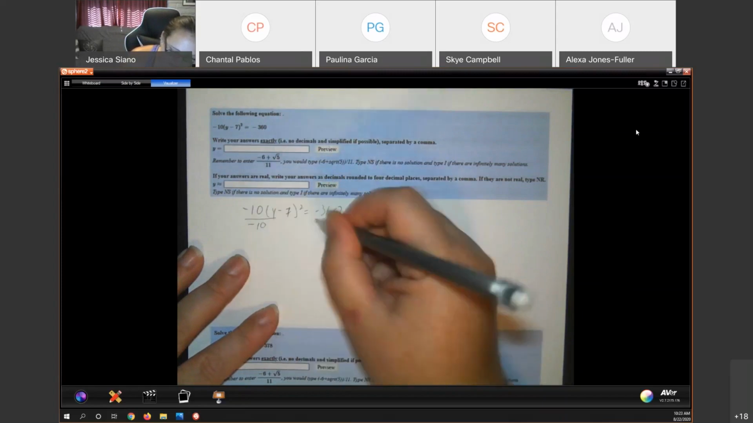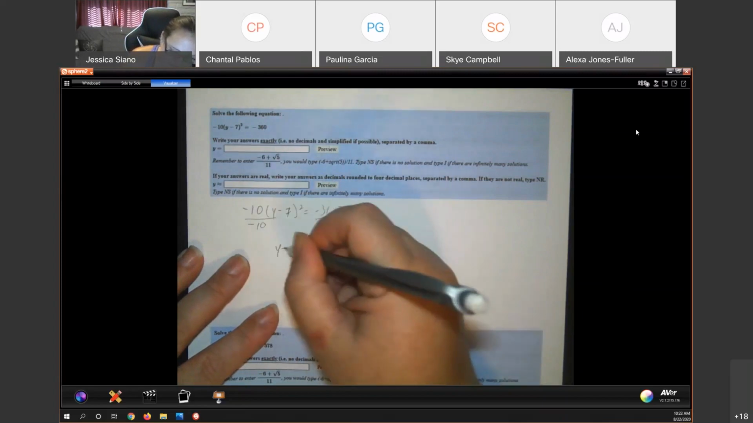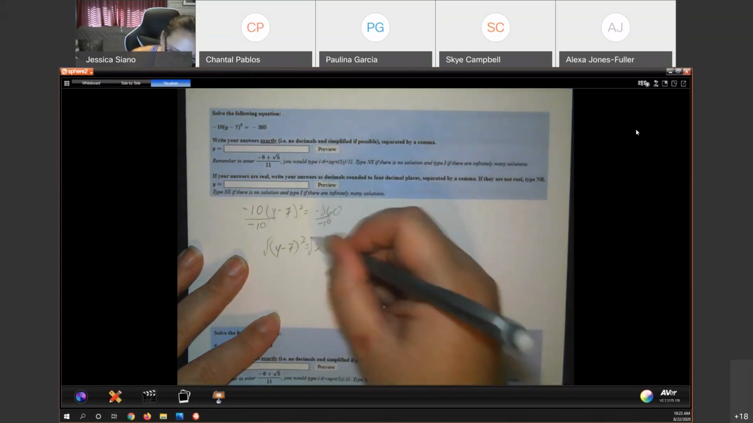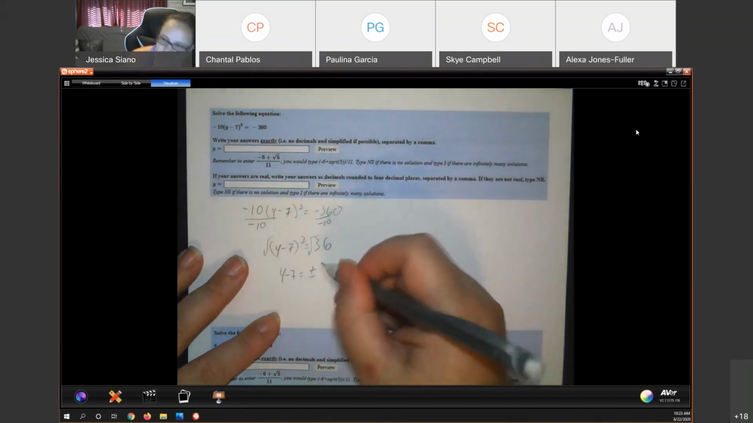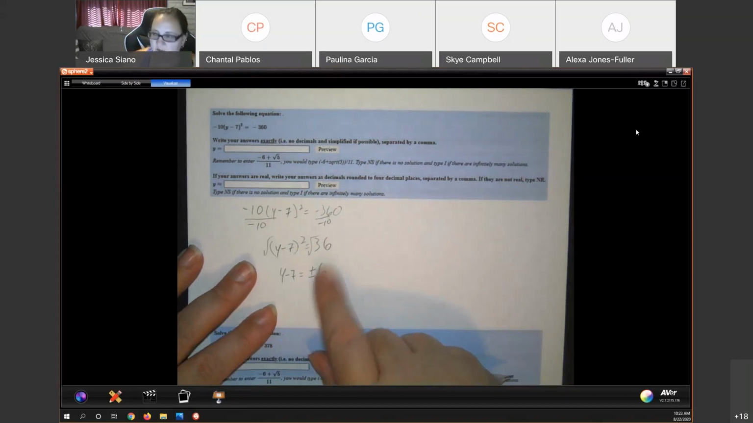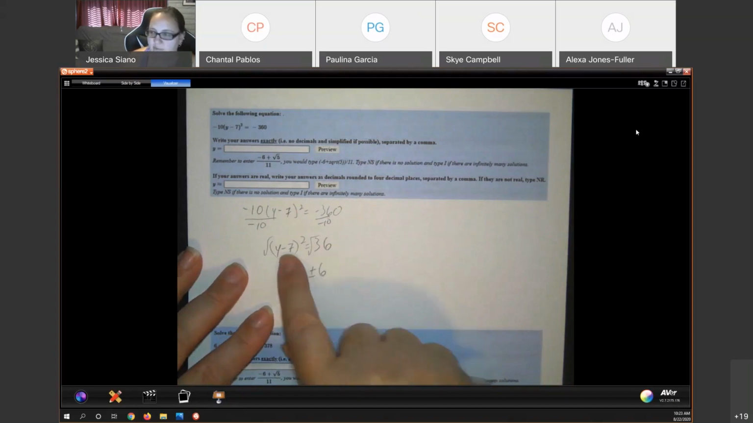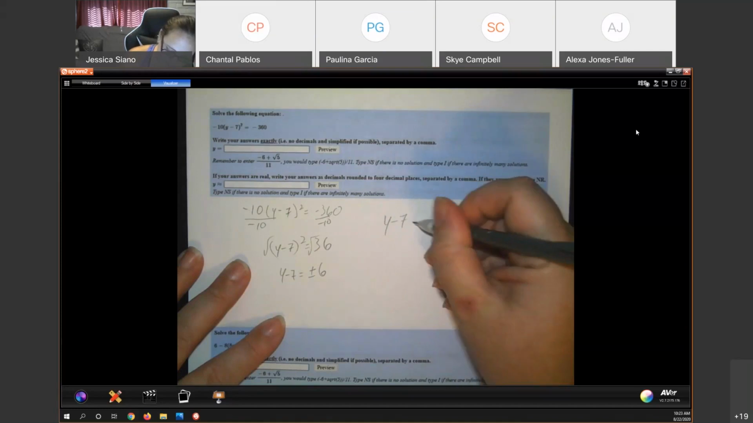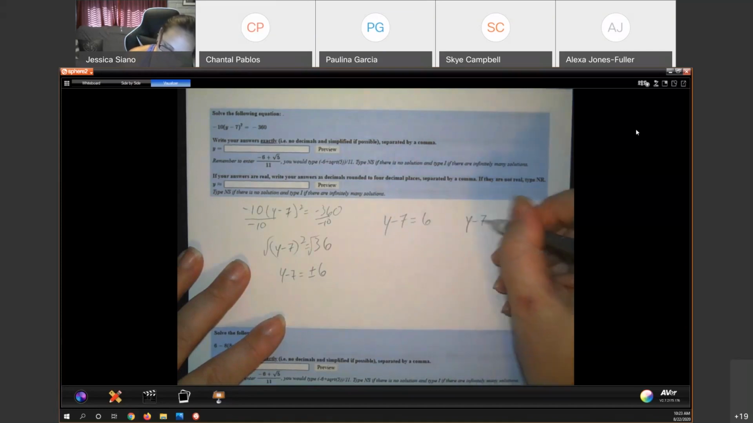We have to divide by -10 to get it by itself first. So y minus 7 squared equals 36. And now I can square root both sides. So y minus 7 equals plus or minus 6. So keep in mind that this is plus or minus 6, not just 6, because I wasn't asking you what is the square root of 36. I was asking you what number, when squared, is y minus 7. So you need that plus or minus. Because 6 squared is y minus 7, and -6 squared is y minus 7. So that means y minus 7 is 6, or y minus 7 is -6.